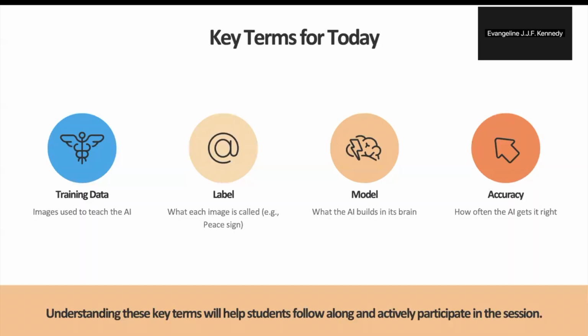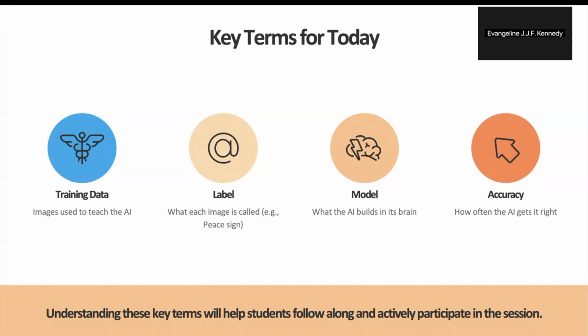Now, on to some key terms for today. To understand this process, here are four key terms we need to know. The first being training data. This is the collection of examples we give to the AI so it can learn. In our case, it will be images. The more examples we give, the better the AI can understand the patterns.